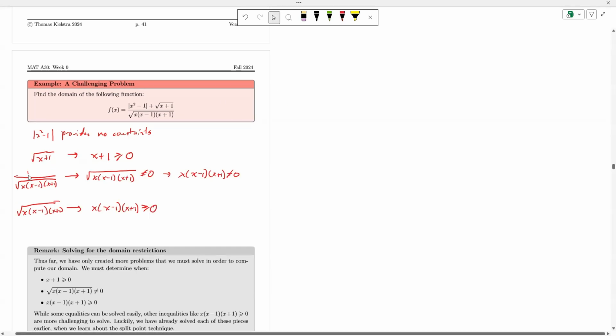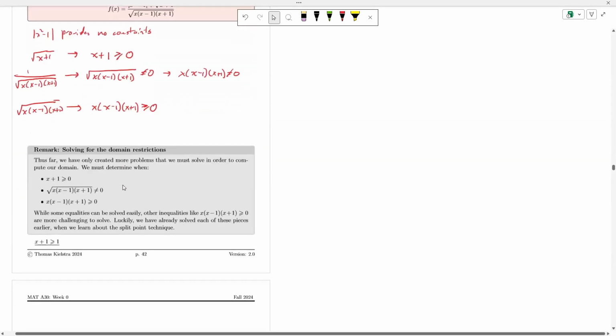Okay. Notice I split this up into two constraints. One was just the entire denominator does not equal 0. The second was this square root forces a different domain constraint, and the inside must be greater than or equal to 0. And I'm just going to treat these completely separately. Completely separately. Okay.